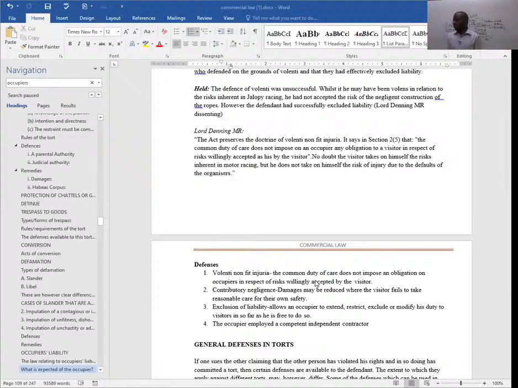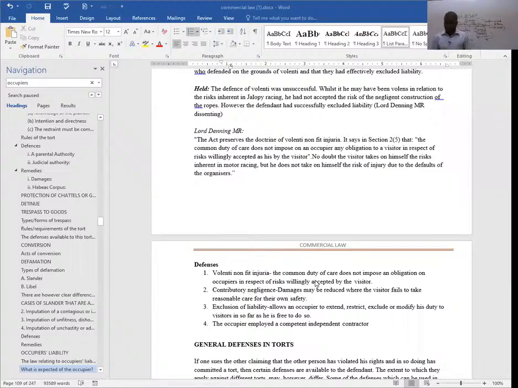The occupier employed a competent independent contractor. This is what we're talking about: the engineer who built the pillars in the supermarket was a qualified engineer. So the supermarket expected that this qualified engineer would build very firm pillars, and there's no way they could fall on a customer. So in case one of them falls and a customer is injured, the person to be held responsible is not the occupier of the supermarket, but the qualified independent contractor who built the pillar. In the case of an injury arising out of the negligence or failure of duty of care by an independent contractor, it is the independent contractor who will be held responsible and not the occupier of the property.